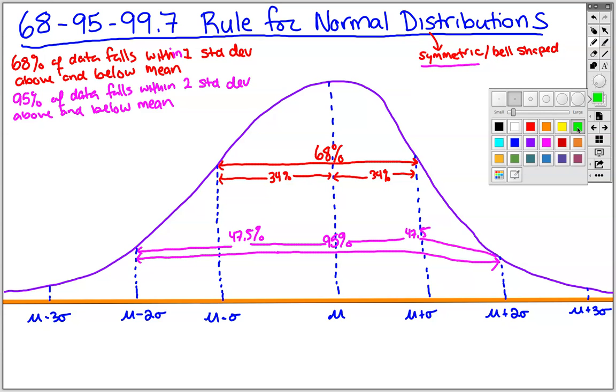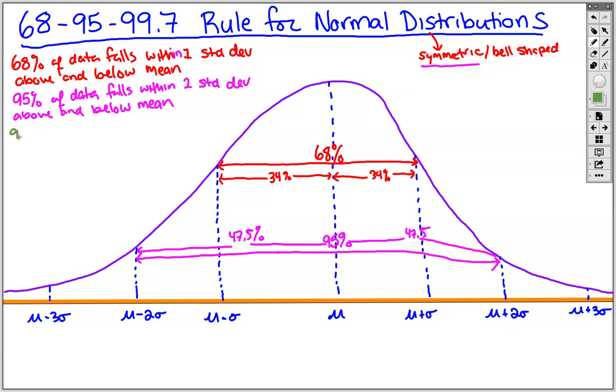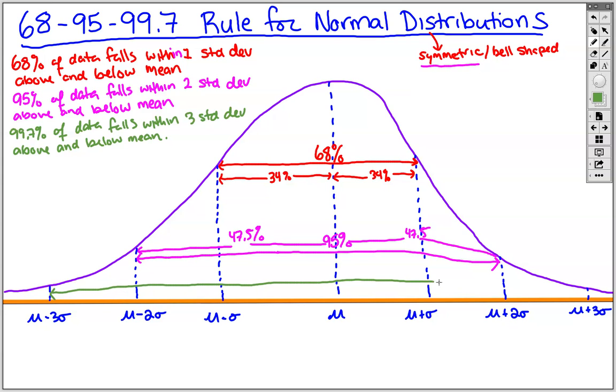Okay, so the last bit is that 99.7% of the data falls within 3 standard deviations above and below the mean. And so here's 3 standard deviations, and we know that 99.7% of the data falls within this green range. So 99.7% of the data falls in that range.